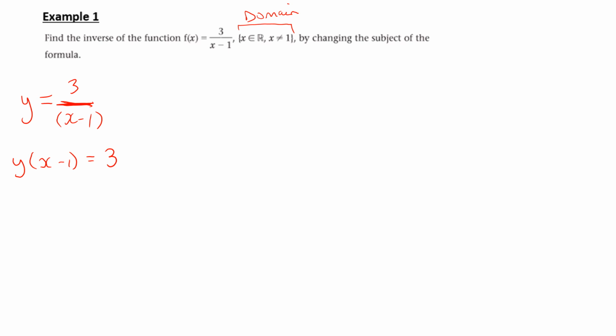Next, I'm going to take the y over to the right-hand side by dividing by y. So x minus 1 equals 3 over y. You might be comfortable doing that all in one step, and if you are, please do. All I've done really there is I've swapped over the y and the x minus 1. Remember, I'm trying to get x on its own. X is nearly on its own. The only thing with it now is this minus 1, which I can move by adding 1 onto the other side.